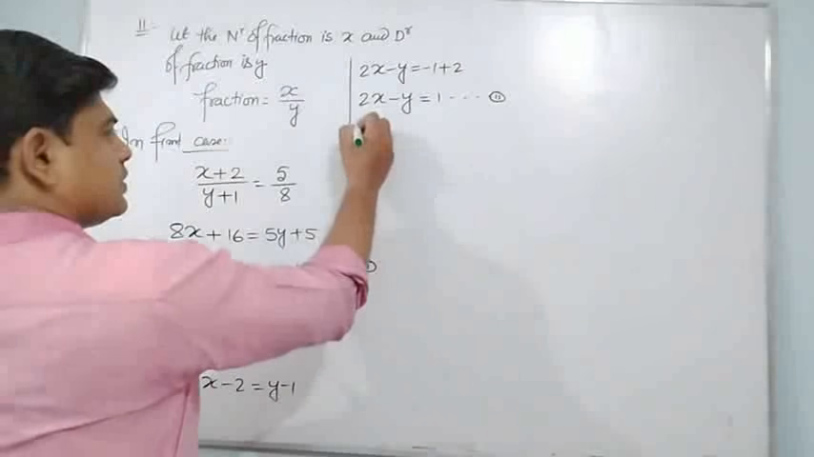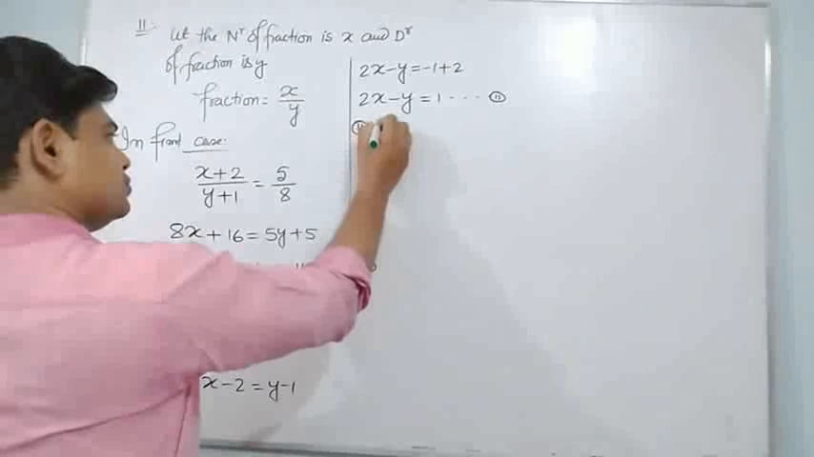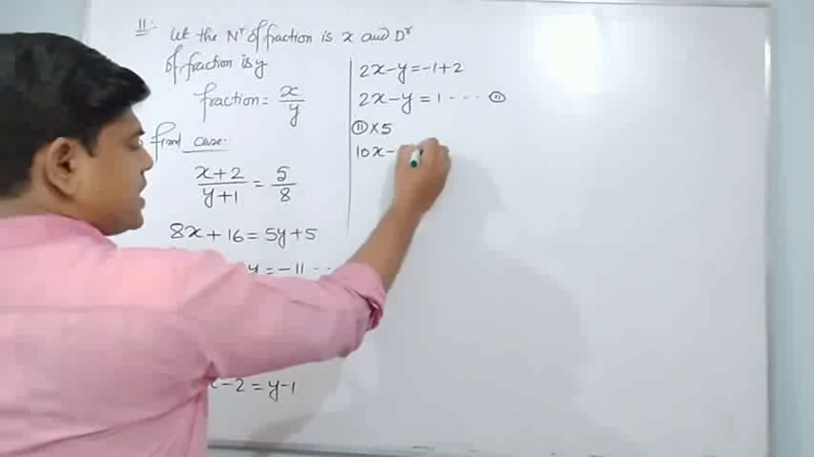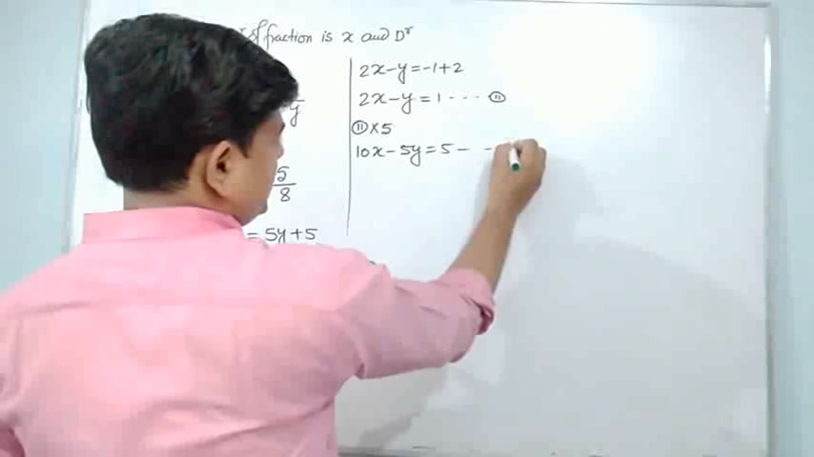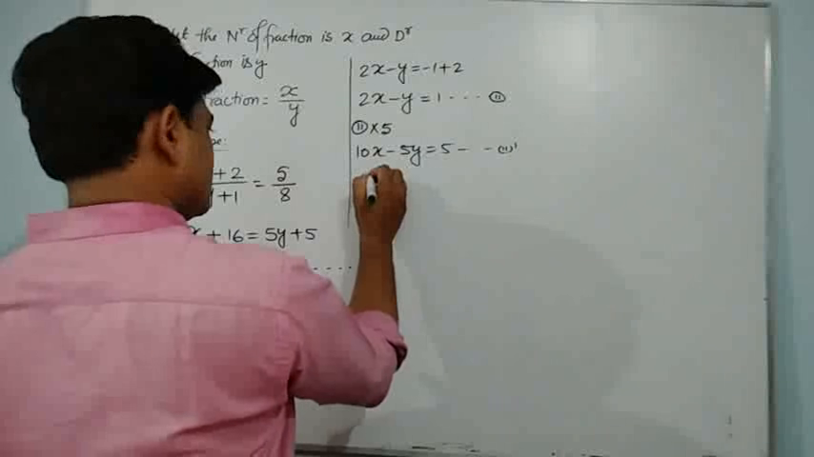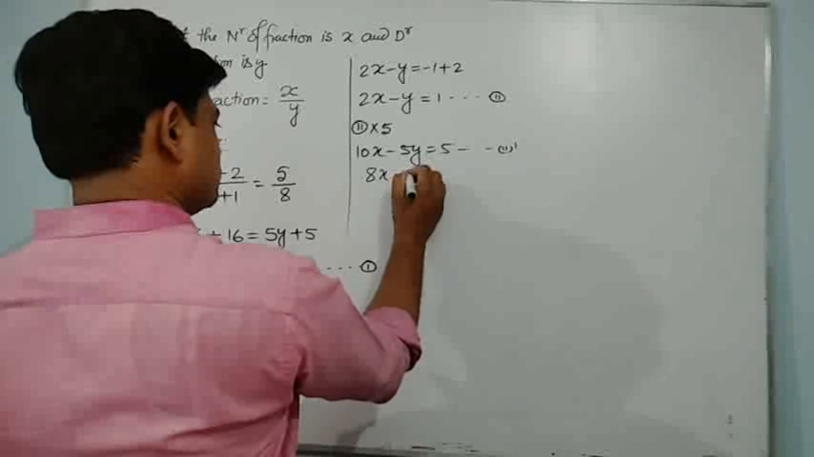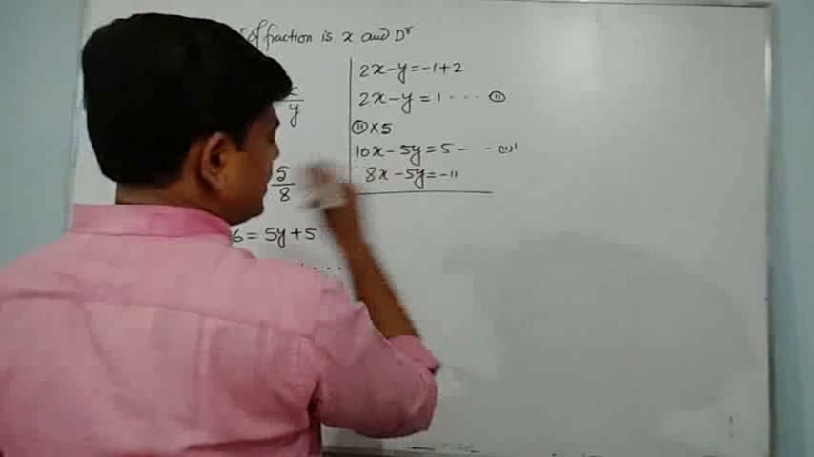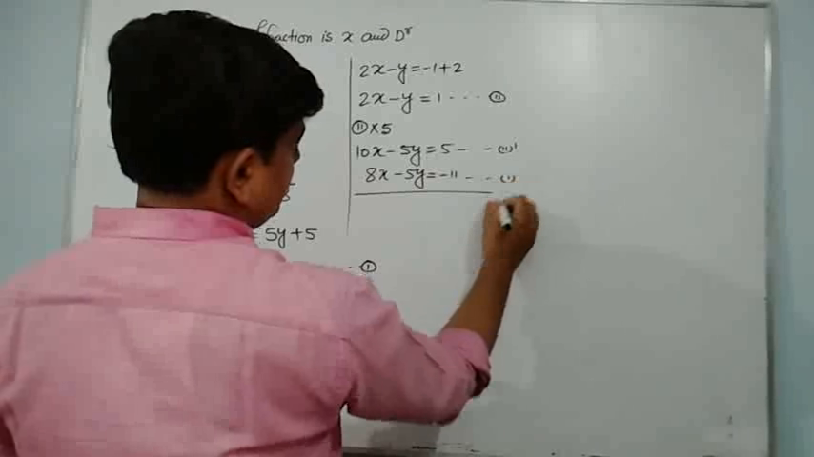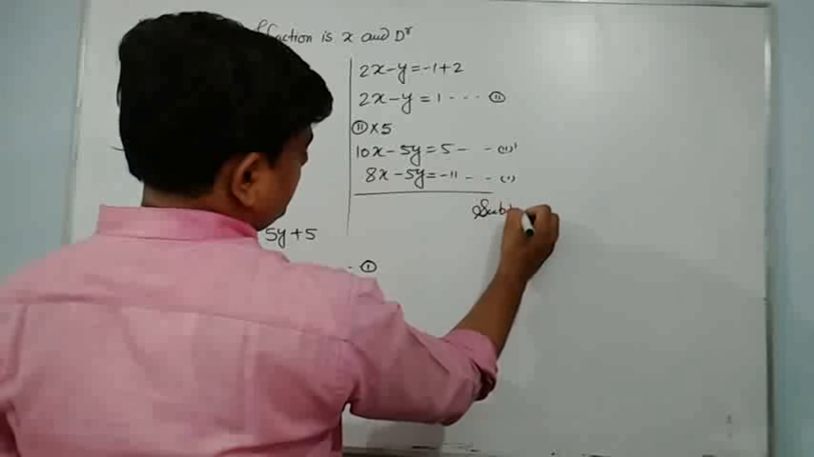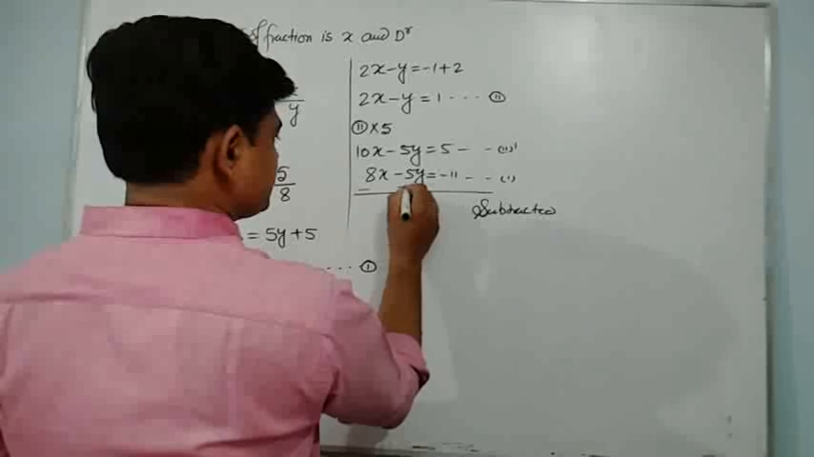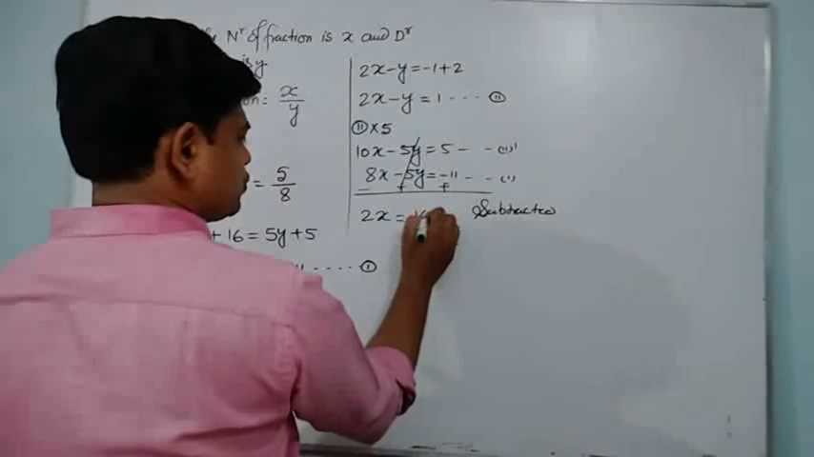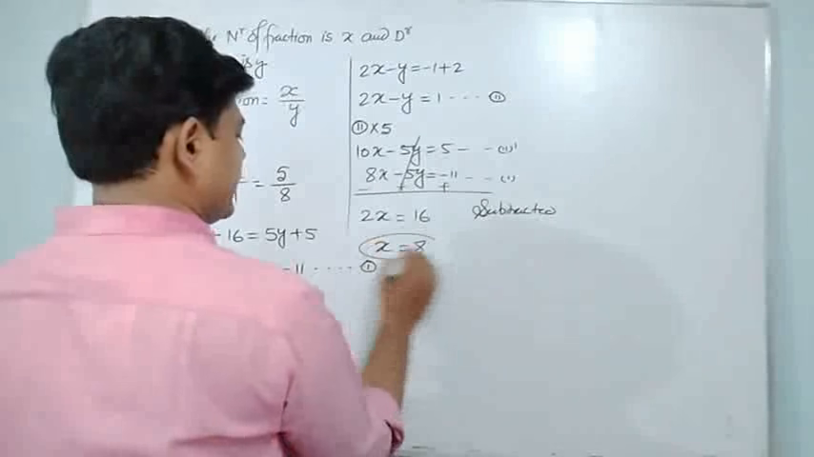I can write here to equate the coefficient of y, multiplying by 5. So 5 into 2 is 10x minus 5y is equal to 5. It is the second equation, and 1 will be written here: 8x minus 5y is equal to minus 11. When I subtract it, minus plus and plus, they can eliminate. It is 2x is equal to 16, x is equal to 8.